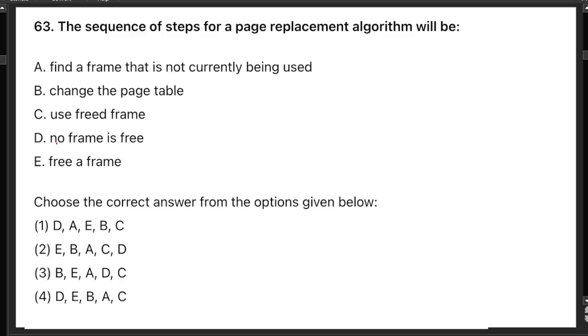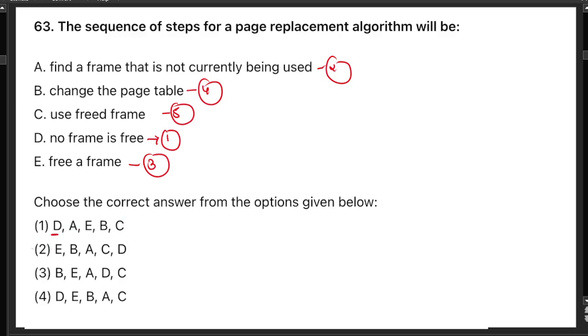If we talk about option D, then no free frame. So this is what we want. So this is the first one. After that, find a frame that is not currently being used. So this is the second one. Third one will be free a frame, because this can be done by writing its content to disk if necessary. If it is necessary, then only we will write, otherwise we will make it free. So this will be the third one. After that, the fourth one is change the page table. And C is use freed frame. So here we can say that D, A, E, B, C.